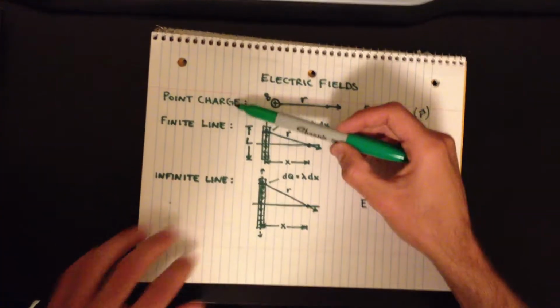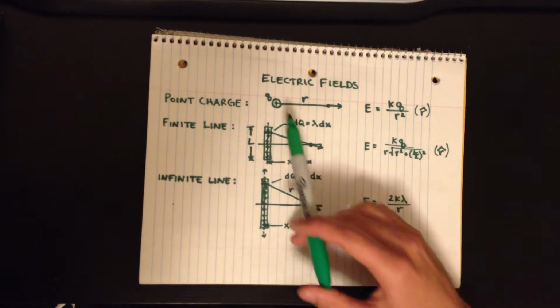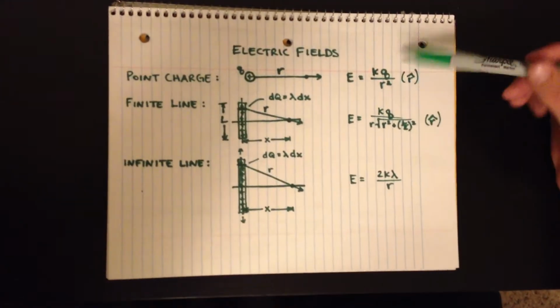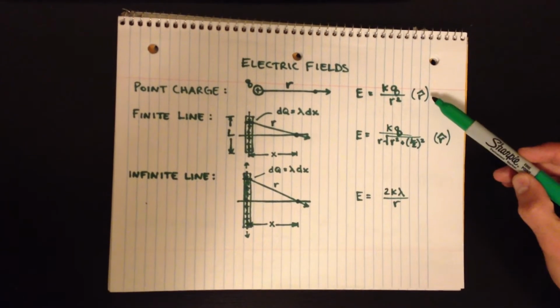We're going to start with a point charge, and this is simple where you have one point charge with a charge of q that's a distance r away from your reference point. This equation is going to be a simple kq over r squared times your r hat depending on where your reference point is.